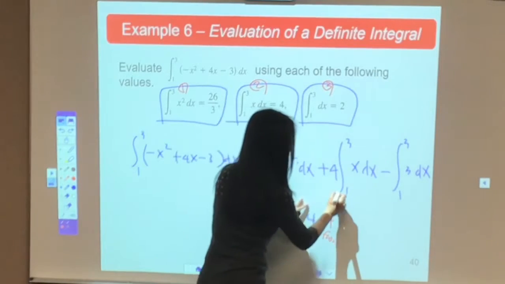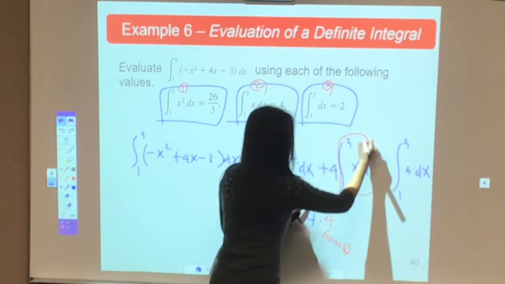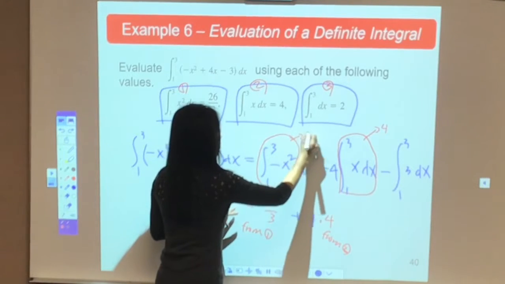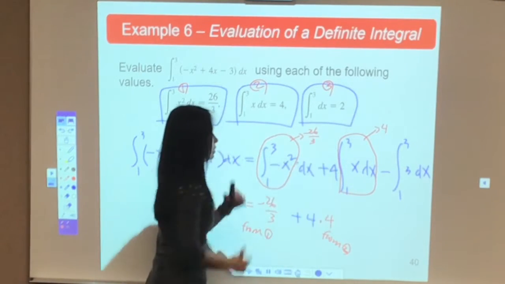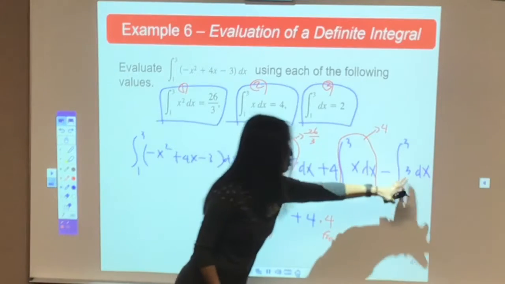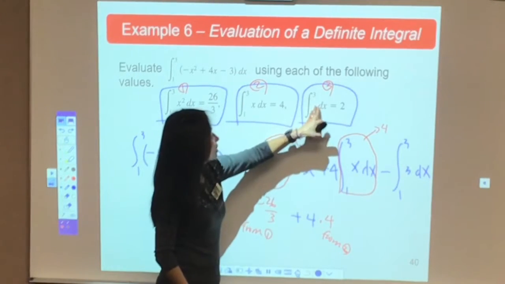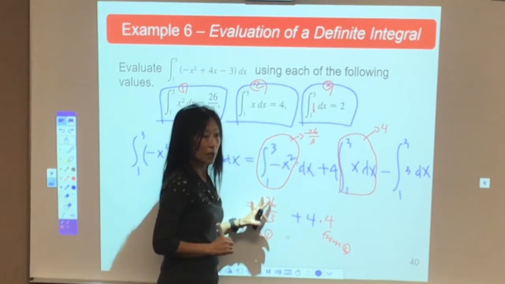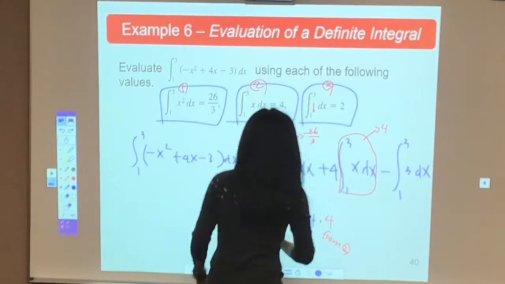So this part right here, class, are you with me? That's equal to 4. This is equal to negative 26 over 3. Is everybody with me? What is this equal to? If it's 1, you get 2. 9. But I have 3, am I right?